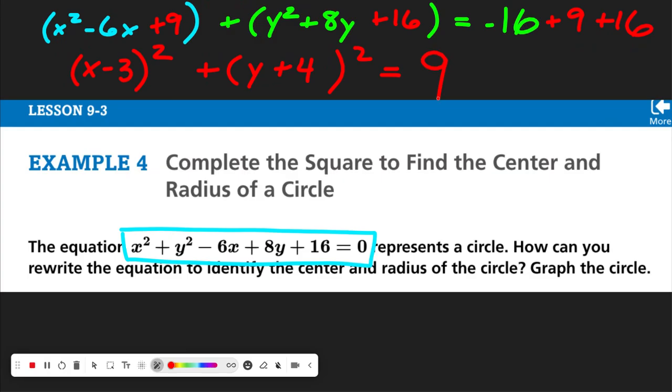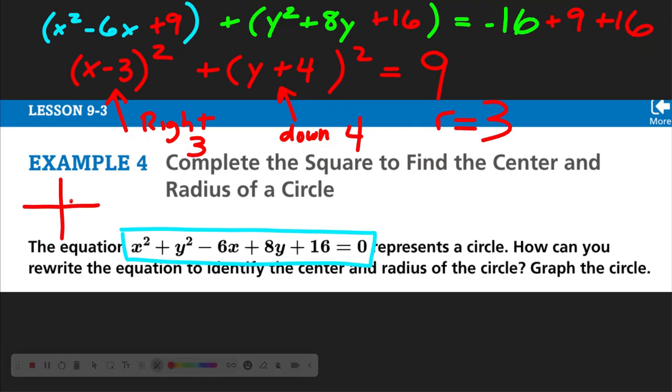Oh, now I get it. This is right 3, down 4. The radius equals, be careful, it's not 9. The radius is 3. That's how I would graph that now. All I have to do is sketch a really rough one. Right 3, down 4. The radius is 3, so it's going to just barely touch here. It's going to look like that.